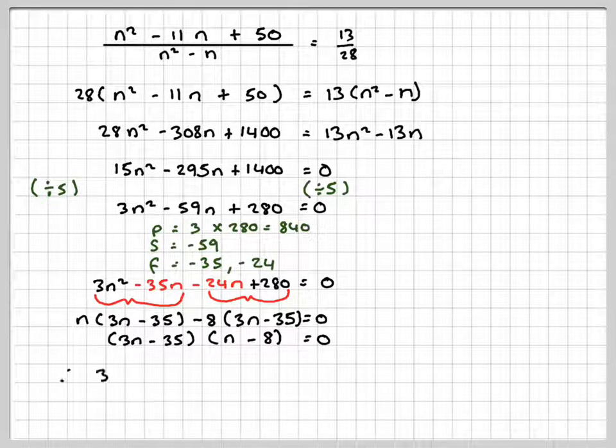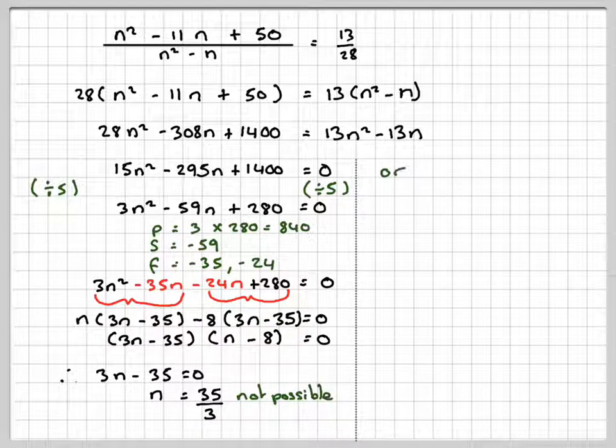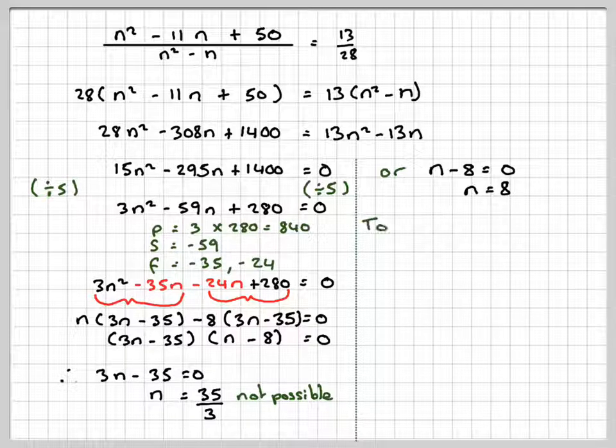This now comes out as a common factor, so you get 3n minus 35, n minus 8 is equal to 0. So either 3n minus 35 is 0, which means that n is 35 over 3. Now that's not possible because n has to be an integer. It represented the number of balls in the bag, so not possible. Or n minus 8 is equal to 0, n is equal to 8.